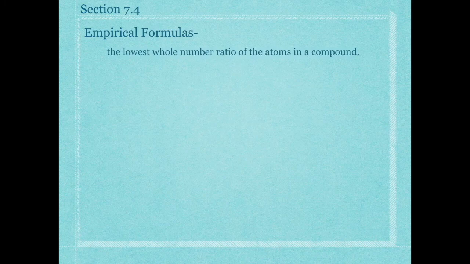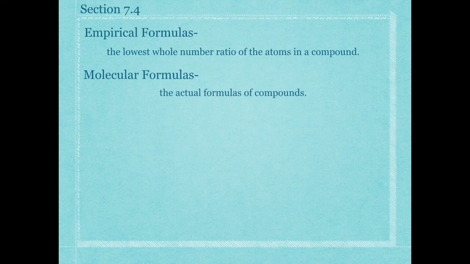And so there are two different terms that you need to learn in order to be able to talk about these formulas. The first one is empirical formula. The empirical formula is the lowest whole number ratio of atoms in a compound. We'll look at some examples in just a second. While that's the empirical formula, the molecular formula is actually what you've already been working with. It's the actual formula of a compound.